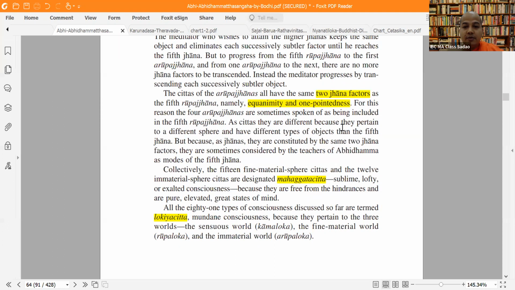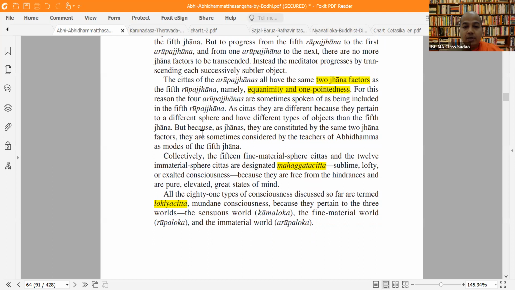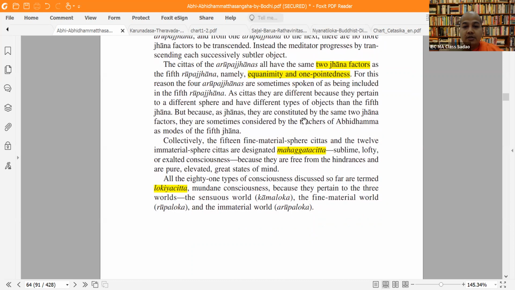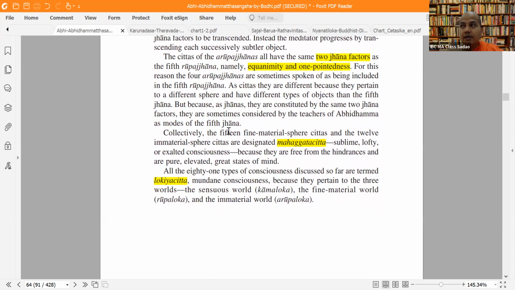As chittas, they are different because they pertain to a different sphere and have different types of objects than the fifth jhana. But because as jhanas they are constituted by the same two jhana factors, they are sometimes considered by the teachers of Abhidhamma as modes of the fifth jhana. So it is only in terms of these two jhana factors being present in arupa jhana chittas that they are sometimes regarded as an extension or extended exposition of the fifth jhana chitta. But because the objects of these jhana chittas are different, they are formless, they are categorized as arupa jhana chittas.